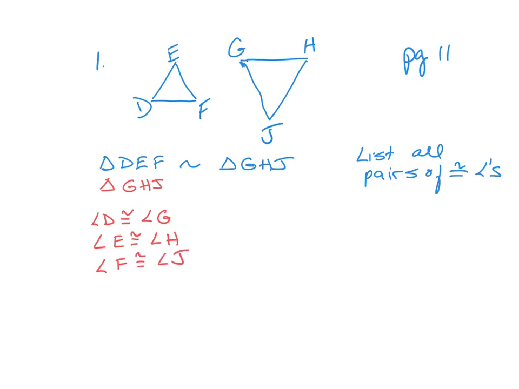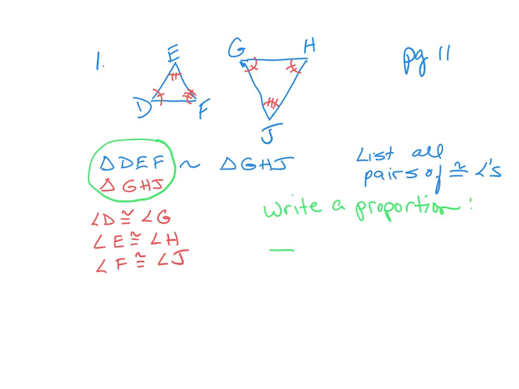There's F and J with 3 tick marks, D and G with 1 tick mark, and H and E with 2 tick marks. The 3 sides on the left triangle, DEF, are DE, EF, and DF. Everybody see that? Those are the 3 sides.